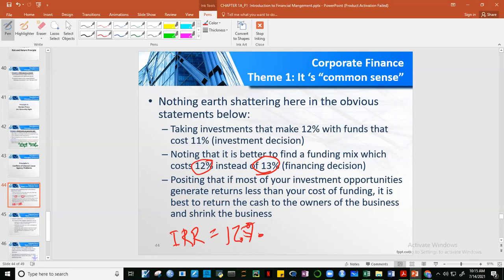Okay, so it's important for firms to really come up with the optimal funding mix. Kung makakakuha sila ng debt, which will give them favorable rates, of course, mas maganda yon. Positing that if most of your investment opportunities generate returns less than your cost of funding, it is best to return the cash to the owners of the business. Ito yung dividend principle natin, guys.